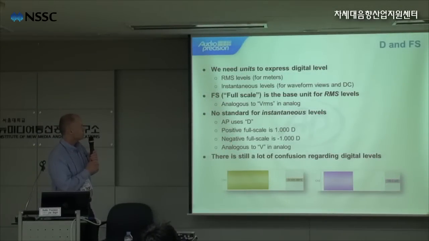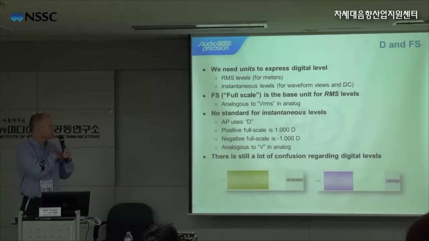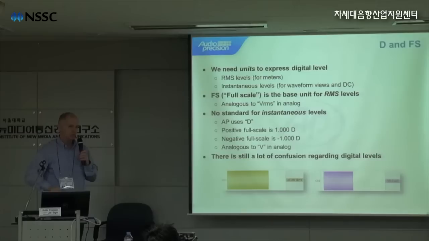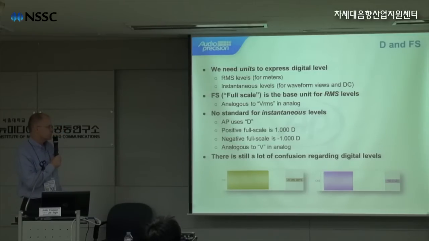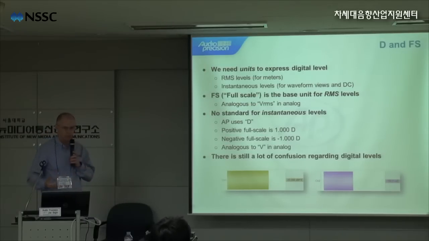Okay, so we need units to express the digital level. And of course we have RMS, or root mean square levels, for AC signals, and instantaneous levels for waveforms, waveform views, and for DC. So FS, which is an abbreviation for full scale, is the base unit for RMS levels. And it's analogous, so FS is used in the digital domain, and it's analogous to VRMS, or volts RMS, in the analog domain. Now for instantaneous levels, this is the value of a waveform.